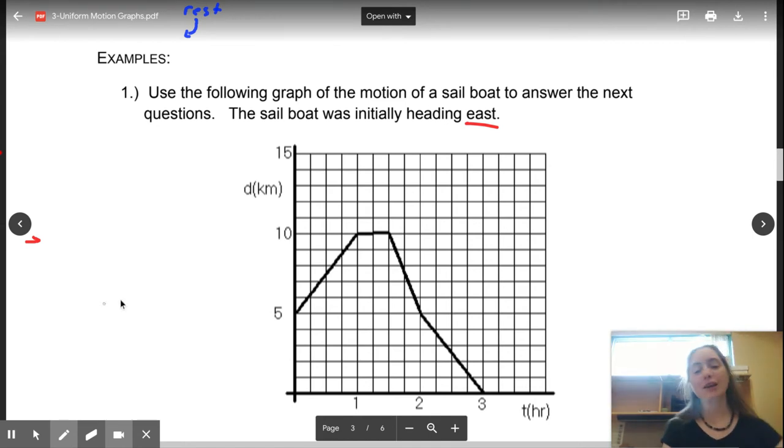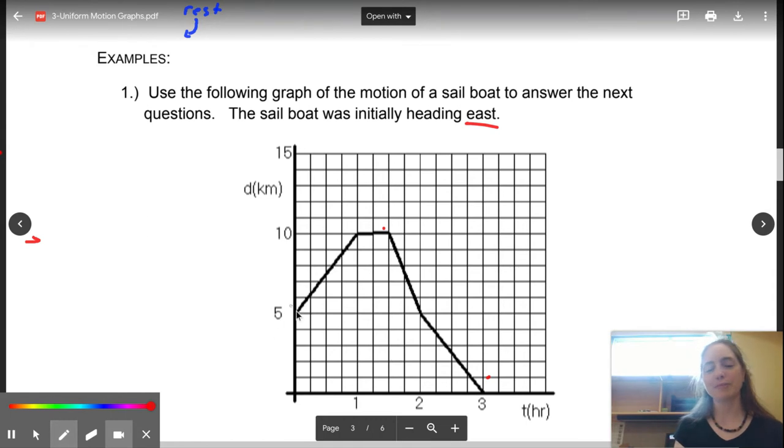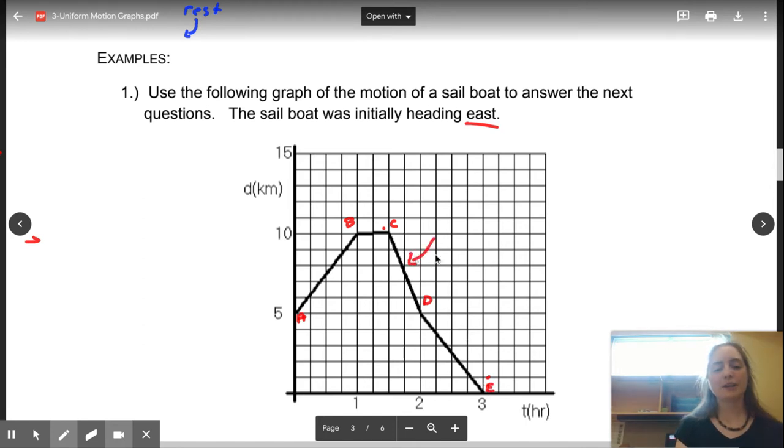Steepest slope. So look at this graph. Where is the steepest slope? From C to D. Oh, let's label them actually. I have them labeled on my notes here. So we'll give this point A, B, C, D, E. So this guy here is your greatest speed.